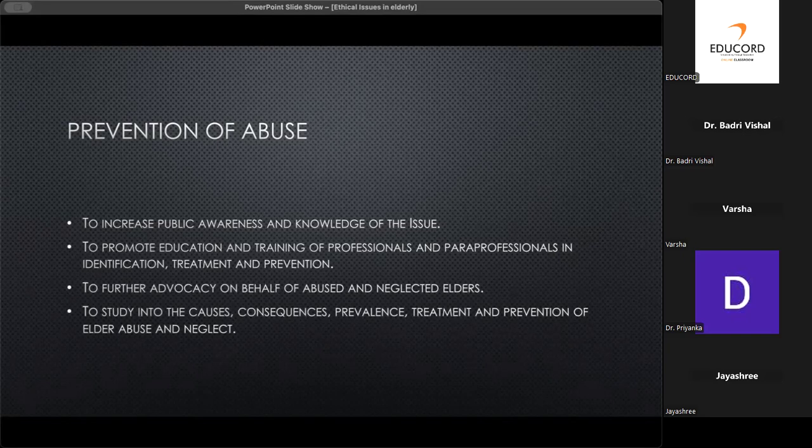And we need to study the causes, consequences, prevalence, treatment, and prevention of elder abuse and neglect. So research has to be significantly directed towards elderly care and elder abuse and neglect, which can solidify the claims and give a proper methodology in which all these things can be reduced to a greater extent. I hope this is clear to everyone.